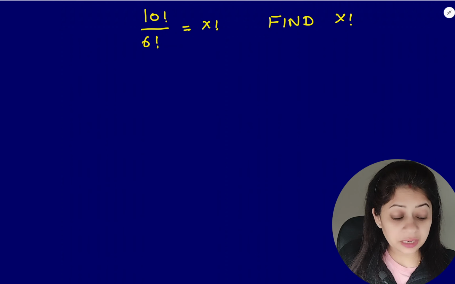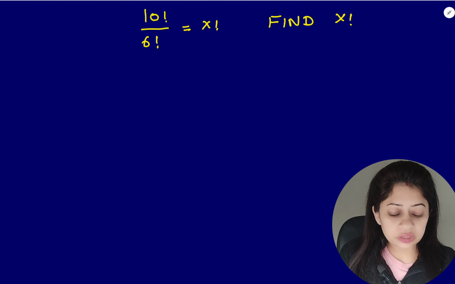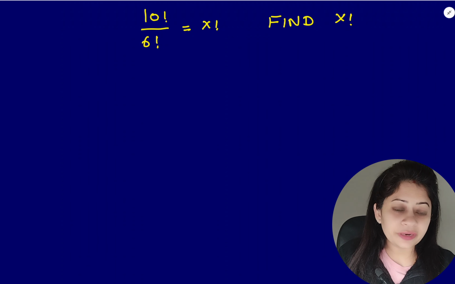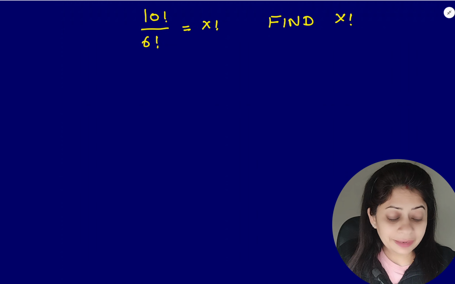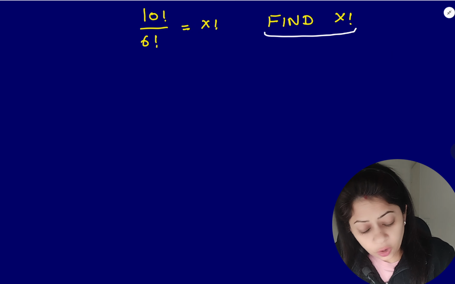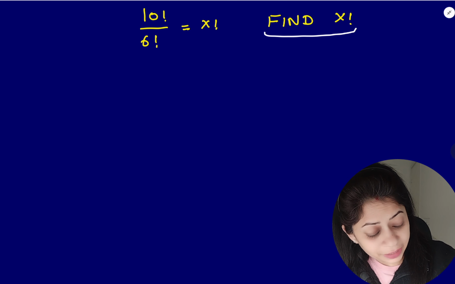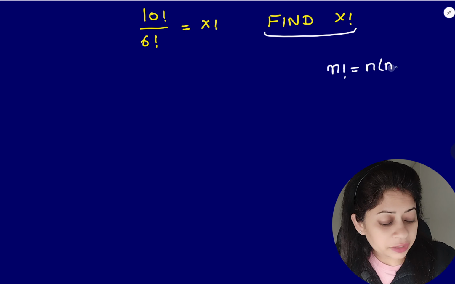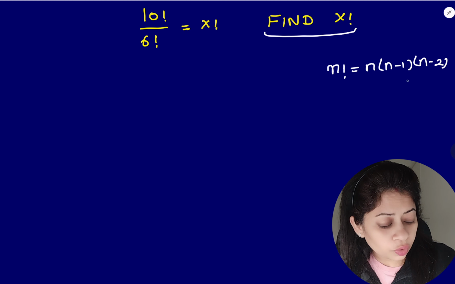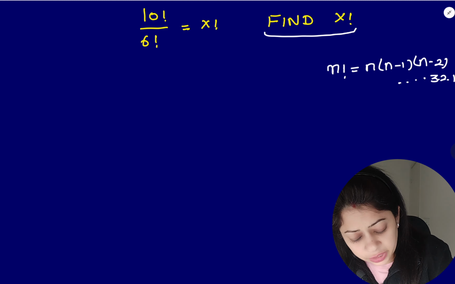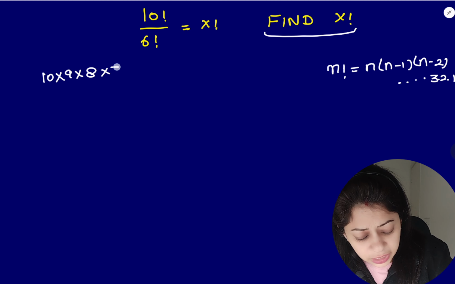I am Upasana and in this video we are going to solve this Maths Olympiad question that 10 factorial divided by 6 factorial is equal to x factorial, and we need to find the value of x, right? So now we know that 10 factorial, what is n factorial? n factorial is actually equal to n times (n minus 1) times (n minus 2) and so on, up to 3, 2, 1, right? So here 10 factorial is 10 times 9 times 8 times 7 times 6 factorial.